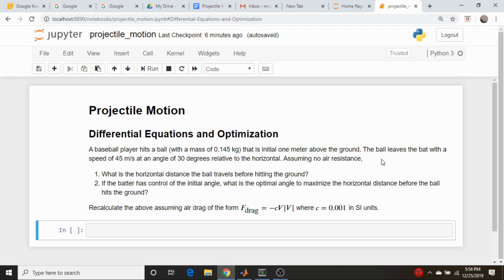Okay, and we're to do this initially in the absence of any sort of air resistance, and then we're to repeat that with air resistance where the drag force is given by this equation here. So it's minus c velocity times the absolute value of the velocity. In other words, it points in the direction opposite of the velocity and has a magnitude proportional to the magnitude of the velocity squared, and we're given this proportionality constant of 0.001.